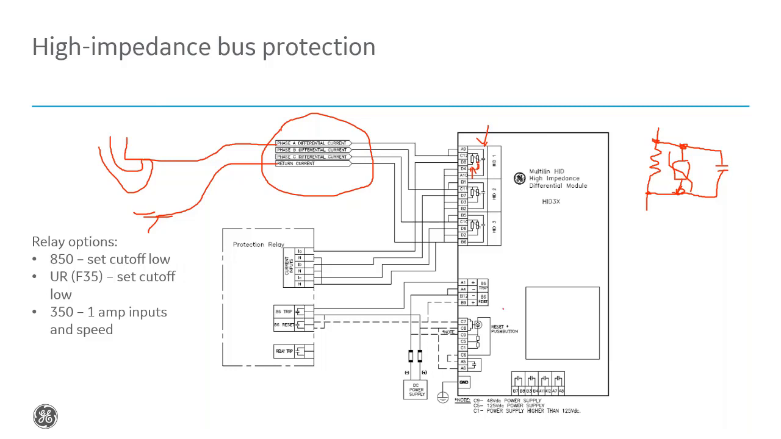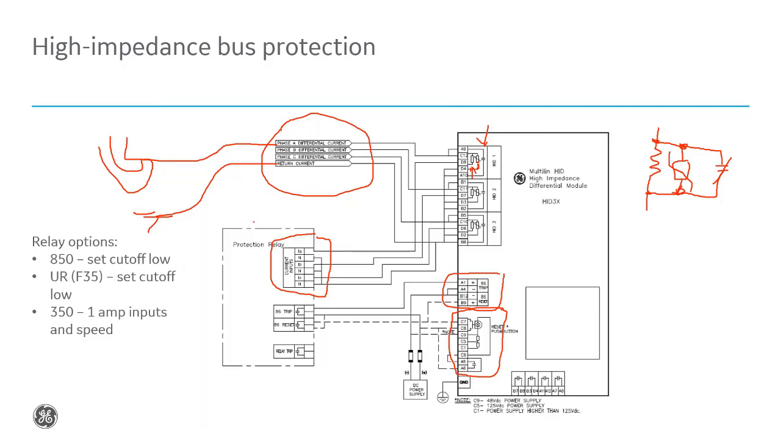So the output of the resistor here is coming down and it's wired to the input on the protective relay. The outputs of your protective relay should trip an 86, which trips the breakers. It also should trip the 86 on the HID to protect the 2,000 ohm resistor.